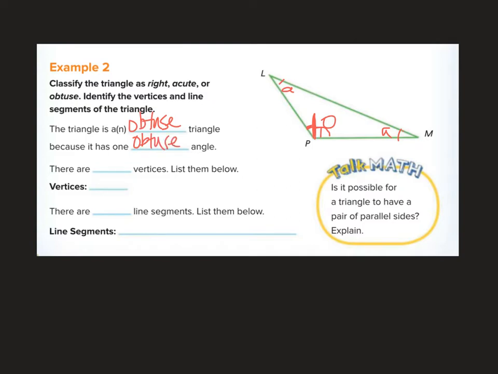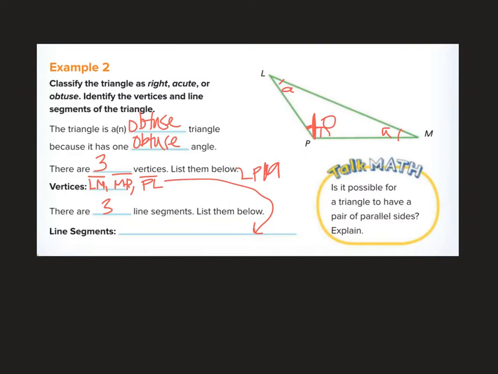There are how many vertices? 3. List them below. Line segments LM, MP, comma, PL. Okay, there are 3 line segments. Oh, bummer, I did my line segments. I'm going to put an arrow. My vertices are L, P, and M. Those are the vertices. And then my line segments, I'm going to move down there.